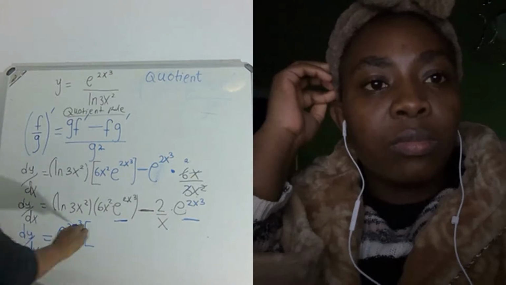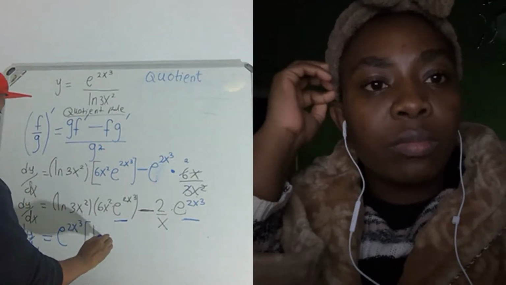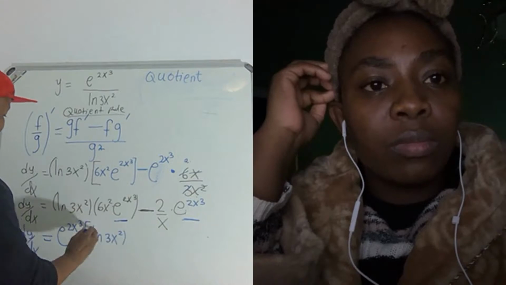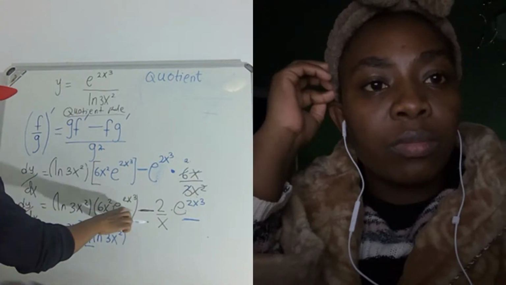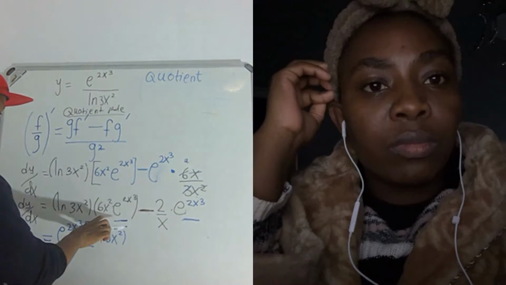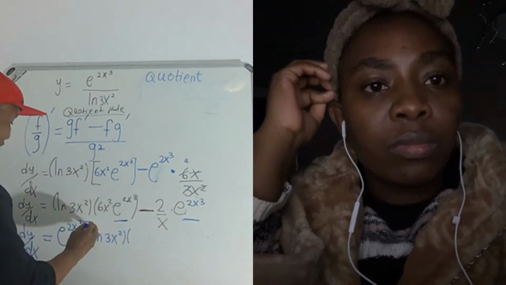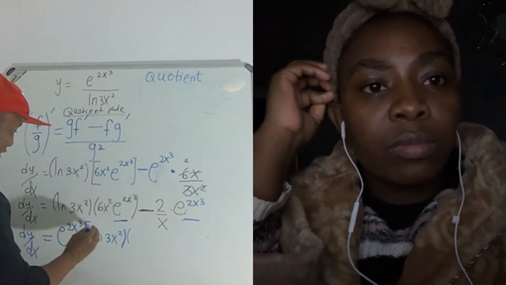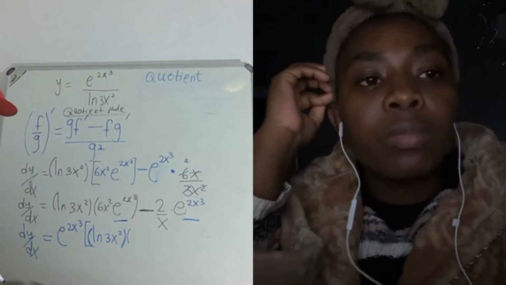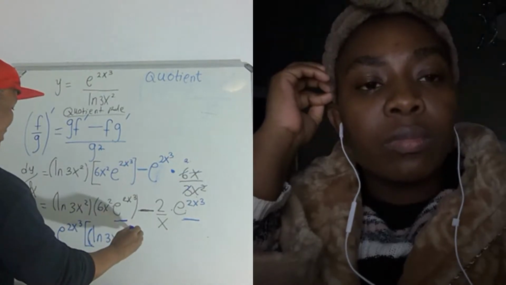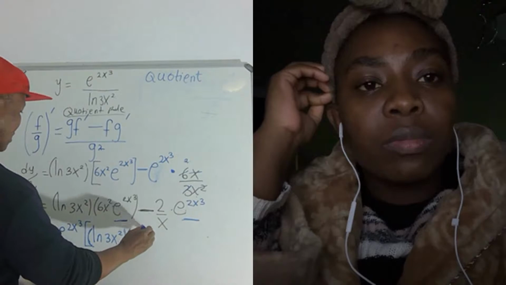Write everything inside. ln 3x squared. This one went out and this one went out. So I'm left with 6x squared. Put yourself in a bracket, right? You understand what I'm saying? Put yourself in a bracket. If you don't, you'll be wrong. You're going to miss the mark. Bracket, that's 6x squared.